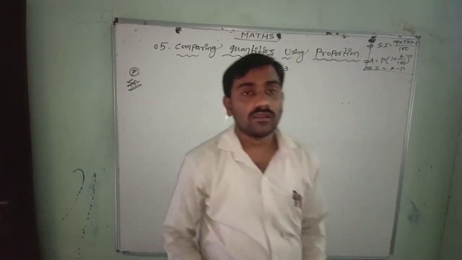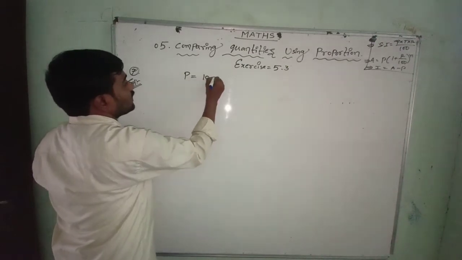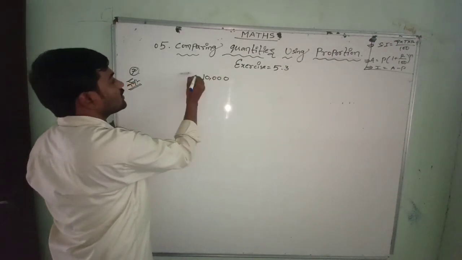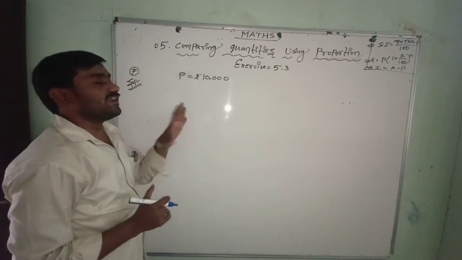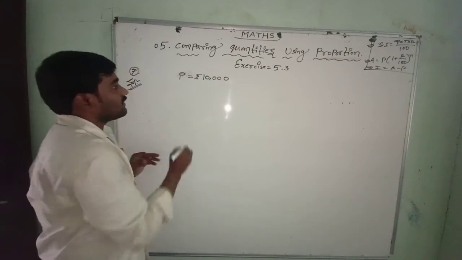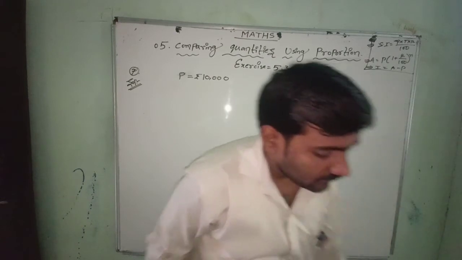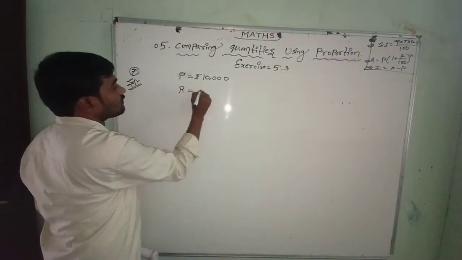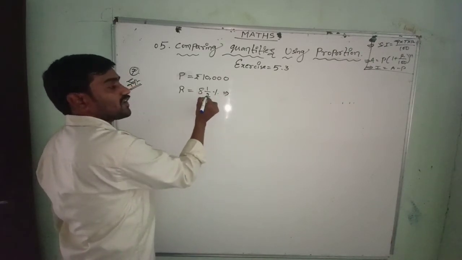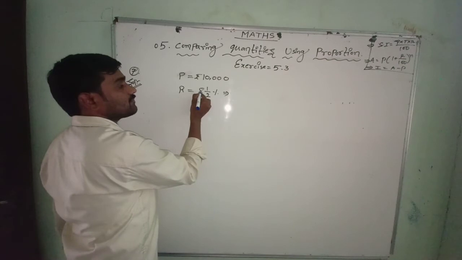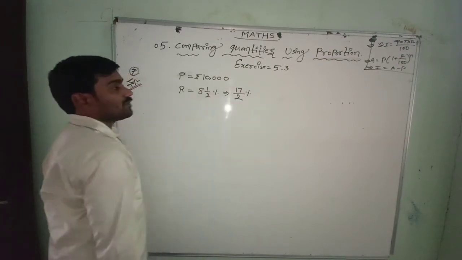So here the principal amount is 10,000 rupees. The annual rate of interest R equals 8 whole 1 by 2 percent. It is a mixed fraction, so we convert it to an improper fraction. 2 eights are 16, plus 1, 17 by 2 percent. That is the rate of interest.